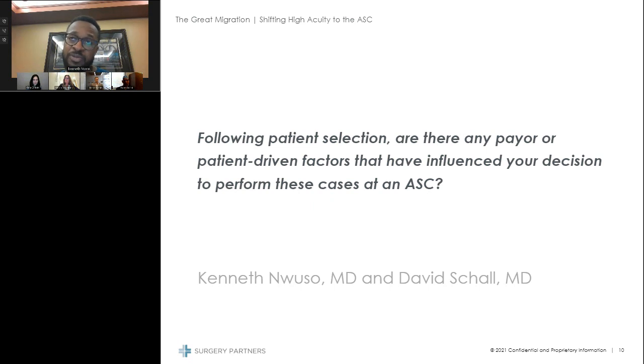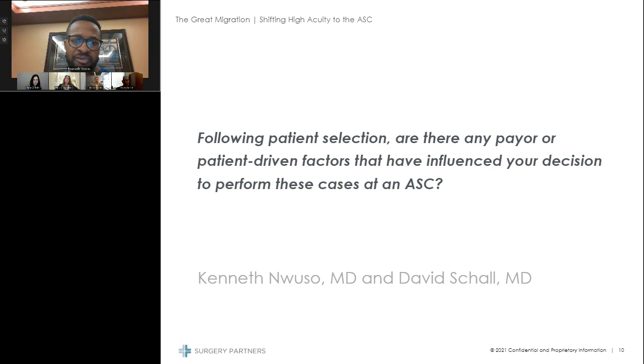But then on the flip side, like Dr. Shaw mentioned earlier, there are sometimes more complex, higher acuity cases that I would be interested in doing. However, it becomes harder to justify this financially given the very high cost of doing this surgery. So oftentimes I'll just take these cases to the hospital.